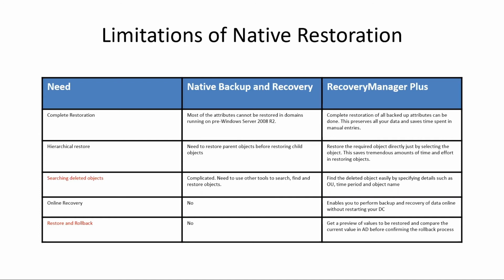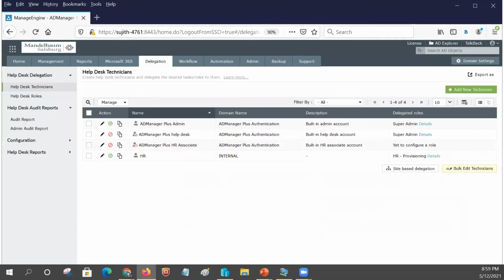So if you would like to try, maybe if you have a test lab setup, try deleting a parent OU which has multiple child OUs and has users and computers, and then try the native way of restoring an object, and you would know how long it would take you to restore an object. But I'm going to show you in a very simple and easier way how the backup that we offer is way more effective than the native.